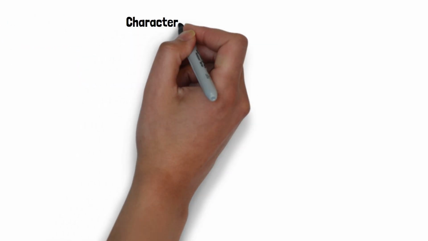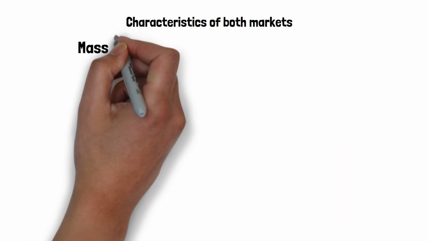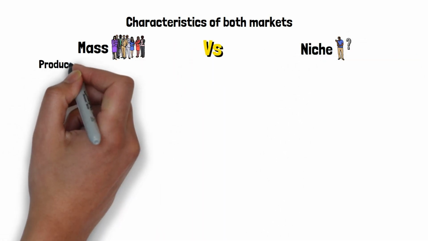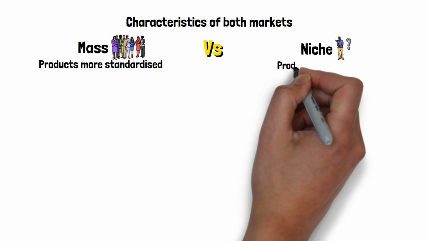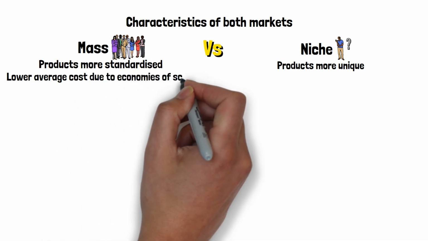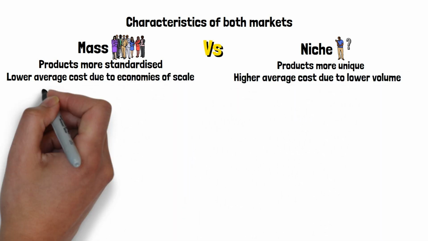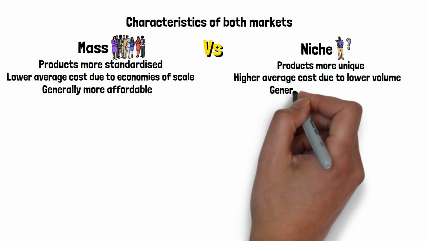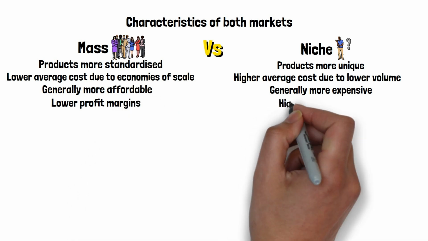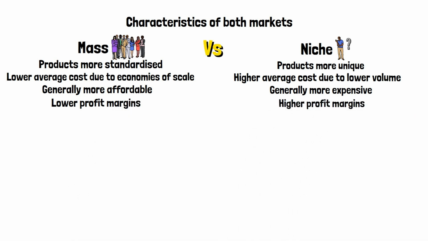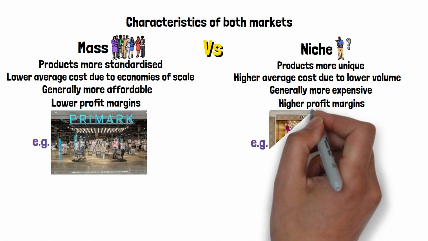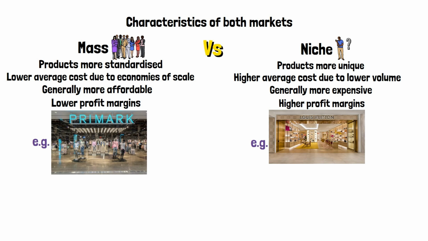So now we know what the different types of market are, let's look at the characteristics of them both. For mass markets, the products are more standardized, whereas in niche, they tend to be more unique. Due to economies of scale, average costs tend to be lower in mass markets compared to niche. This means that mass market goods are cheaper and so more affordable than expensive niche market goods. However, this does mean that the profit margin in mass markets is lower than that of niche markets. An example of a firm operating in the mass market would be Primark, whereas a designer brand such as Louis Vuitton would be considered to operate within a niche market.